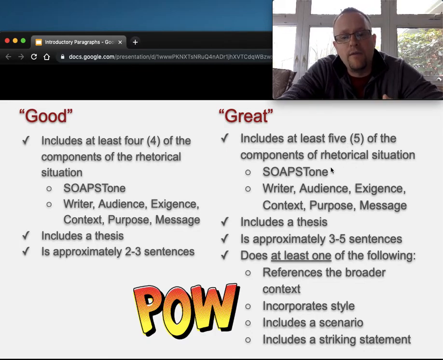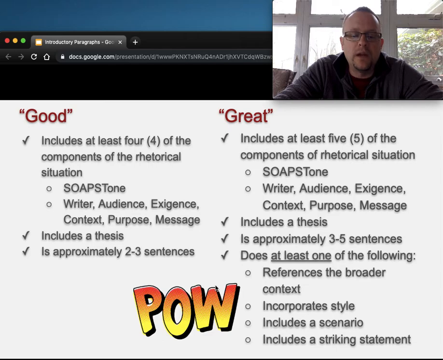You still have your thesis. It's probably going to be 3 to 5 sentences long, and it's going to do at least one of the following. And that's what's going to provide that extra punch, that extra wow or pow factor with your introduction, where you're going to reference the broader context, incorporate your own style, include a scenario, or include some kind of striking statement.